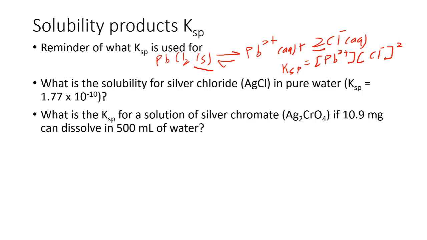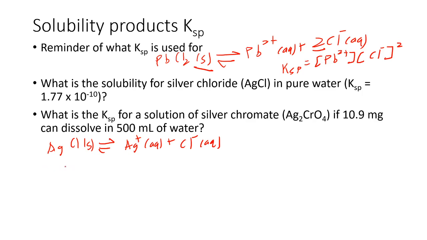So if I want to know how much silver chloride can dissolve in pure water, I can use the KSP to figure that out. We'll start with our chemical reaction. AgCl is a solid, and it's going to turn into Ag+ aqueous plus Cl- aqueous. What ions are these related to? In silver chloride, chlorine has to be -1, so silver has to be +1.